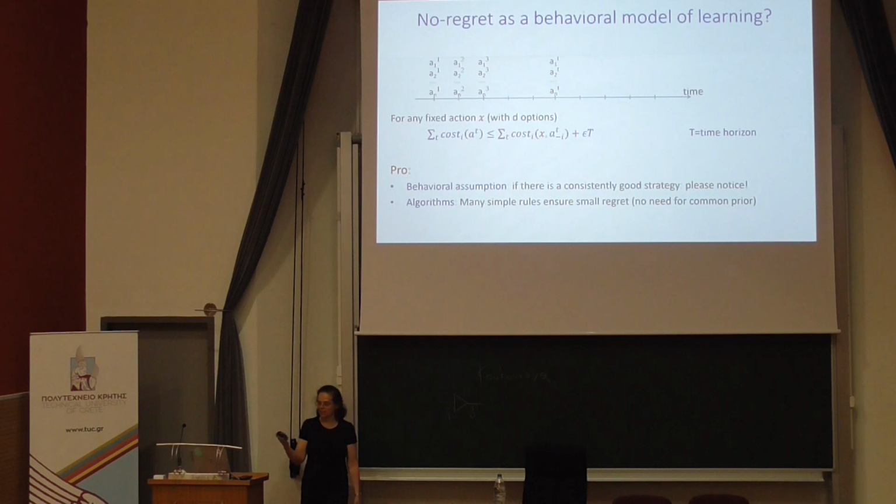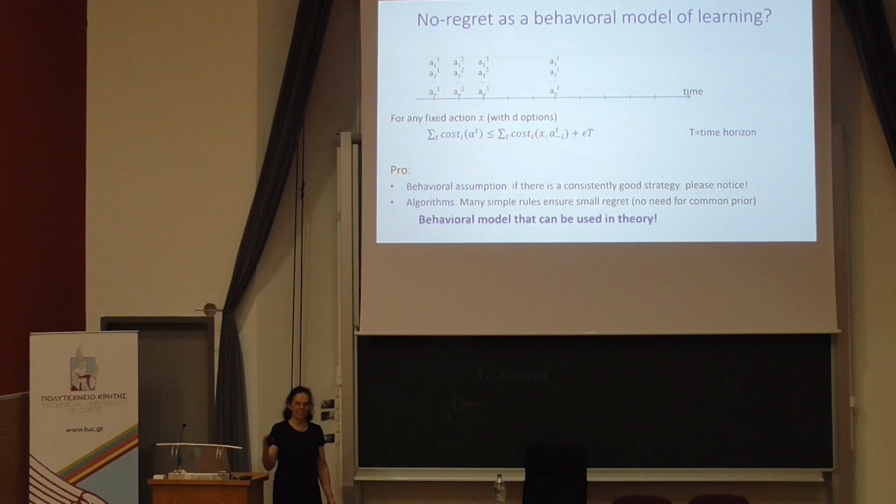Let me spend a couple more minutes on pros and cons, which we'll also spend on extensions that you might want to do of no-regret learning as an assumption. I like it as a behavioral assumption. It doesn't say they should follow this algorithm. It says that if there is a really consistently good strategy X, please notice it somehow and adapt to it. We do have good algorithms that take care of it, but maybe most beautifully, because it's a very clean behavioral model, it's an inequality, it's super usable in theory, very similar to the Nash inequality.